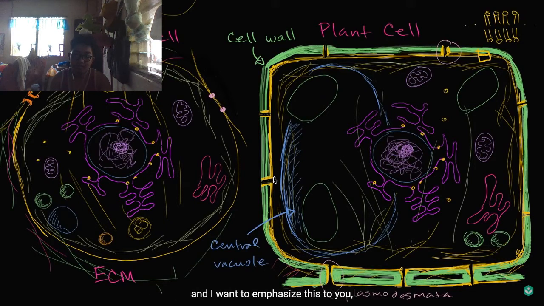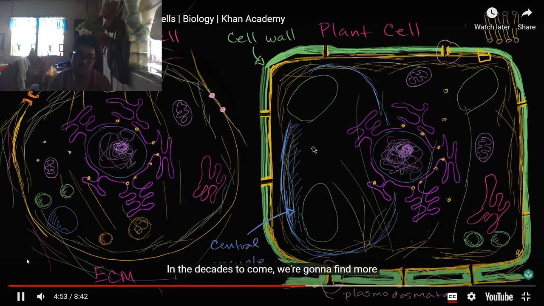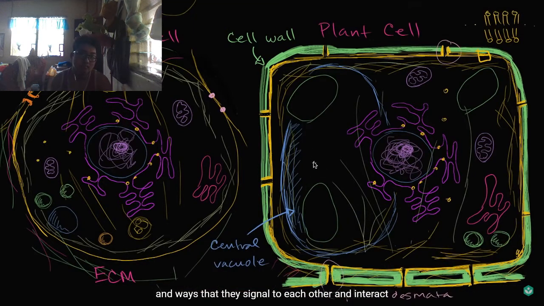And I want to emphasize this to you, and I do this in other videos. We keep seeing all these organelles, and we can draw diagrams of them, and we think we know what most of their functions are, but almost all of these organelles and actually the whole cell is an area of active research. In the decades to come, we're going to find more and more things that these different organelles do and ways that they signal to each other and interact with each other and behave in different circumstances. So we're starting to understand what's there and have an idea of what they do. But in the decades to come, we're going to learn much, much more about the different structures and functions of a cell.